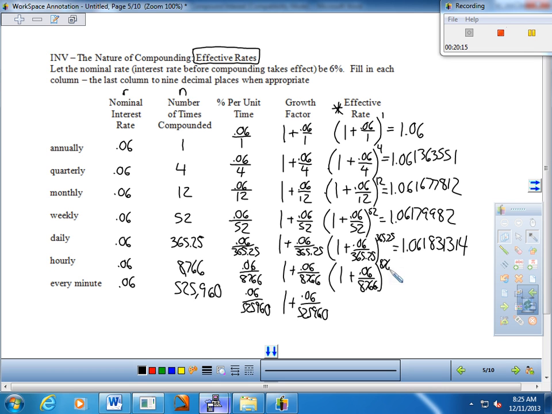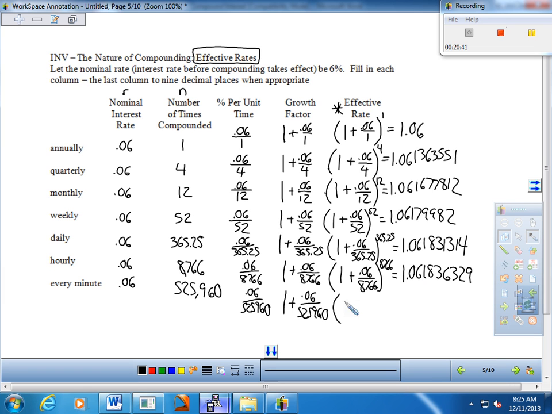Raise it now to the 8,766. If I did that, I get 1.061836329. All right, so you notice n is getting larger and larger and larger. Look at the effect that it's having on the effective rate. Yes, it's increasing, but not by much. And watch this last entry.